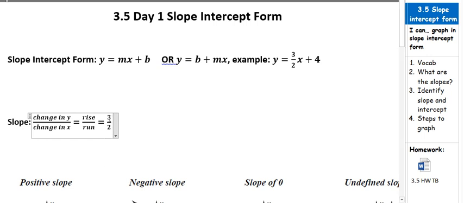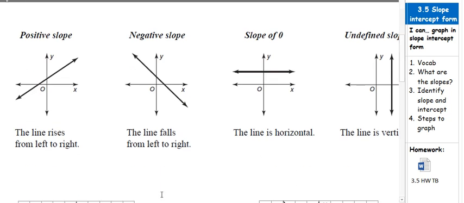The slope right here is positive. This slope would change drastically if I had a negative in front of it. Those are 2 of our 4 types of slope: positive, negative, 0, and undefined. Let's take a look at our 4 types here, some examples of them.